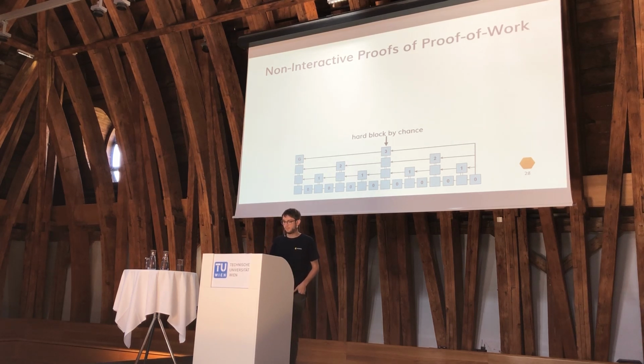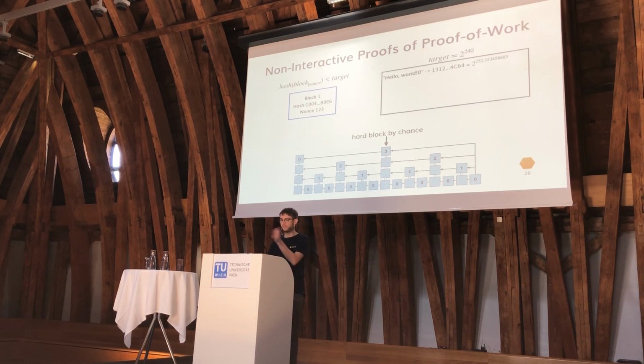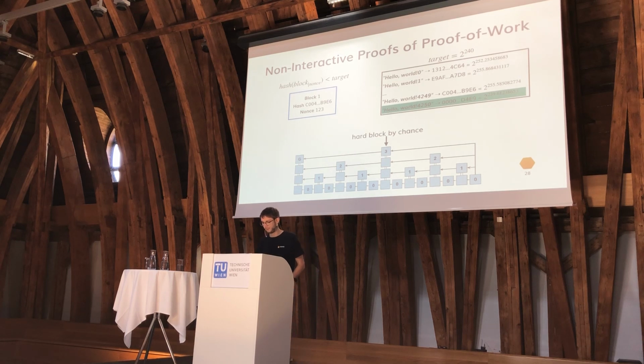And so let's briefly recap this proof of work thing to show you what it actually means mathematically to be hard by chance. So in proof of work, the goal is basically to increment this nonce and find a block so that the hash of the block is less than the target value. And now, for example, the target could be 2 to the 240 in this case. And if our block was symbolically here the string hello world and 0 is the nonce, we just increment that, and at some point we get a nonce for which the hash of it is lower than the target value. And it might be that by chance this hash value is much lower than the target value, and that's a hard block by chance basically. That's what I mean by that.